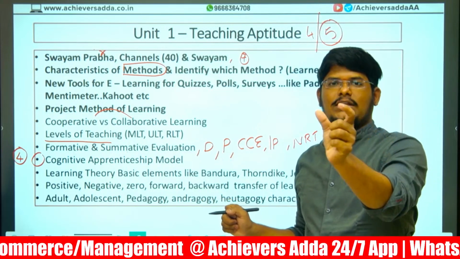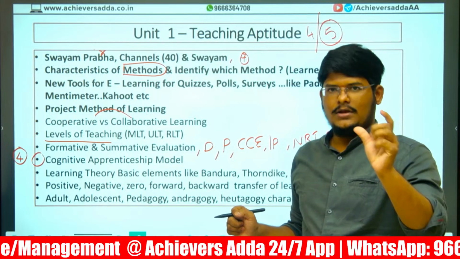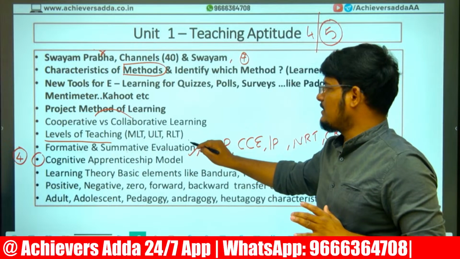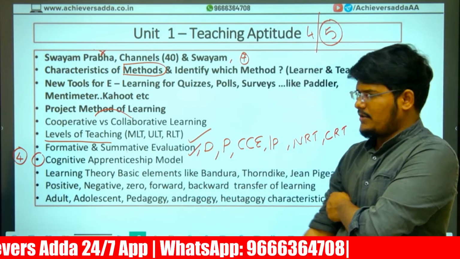Just type it, cognitive apprenticeship model by Shiva sir. So for UGC NET paper 1, if you can type, you will get this. And you will also get this. Almost levels of teaching also explained in the YouTube.